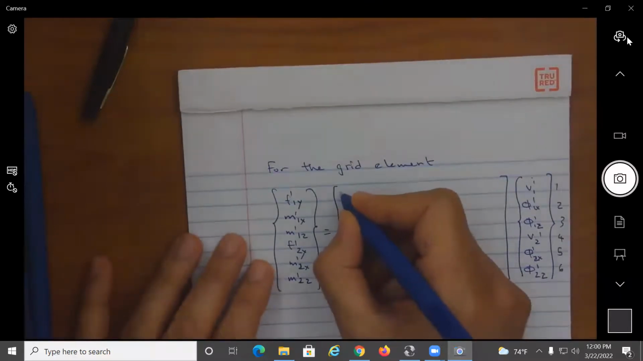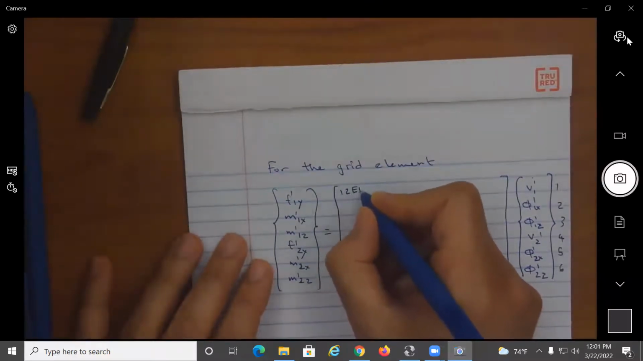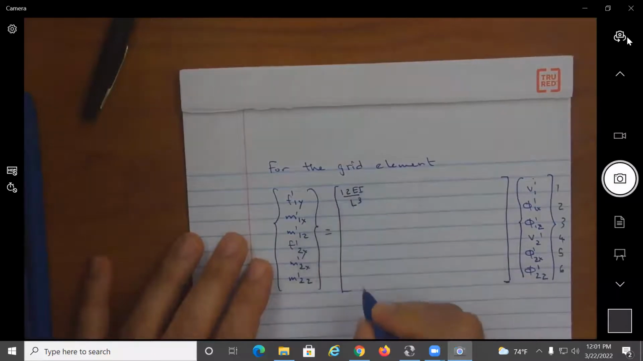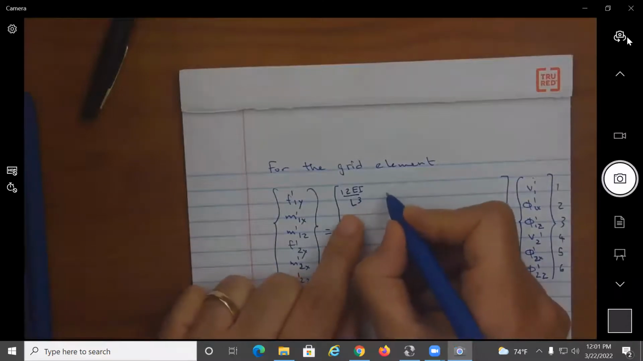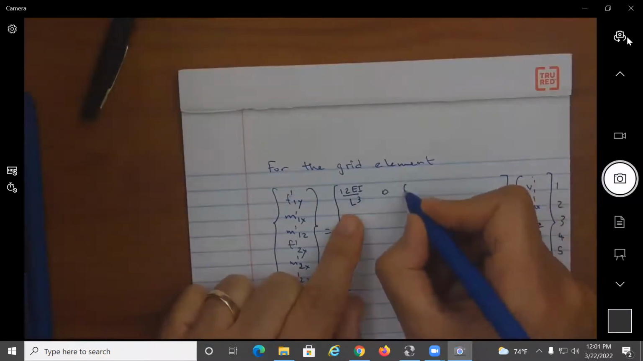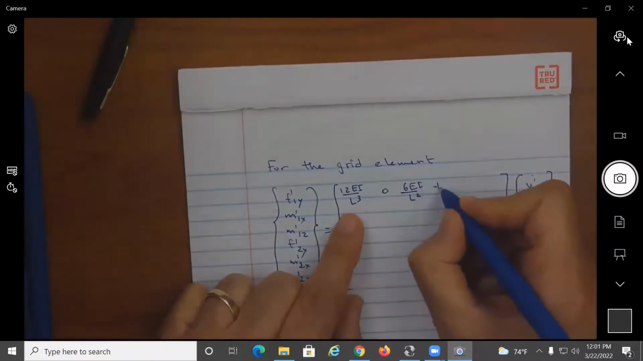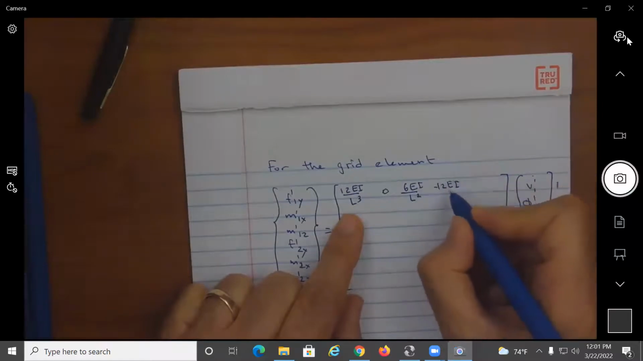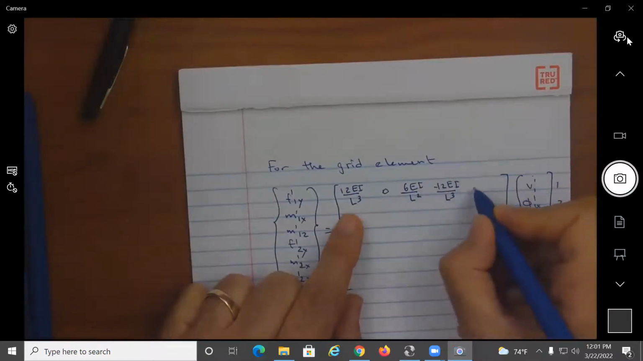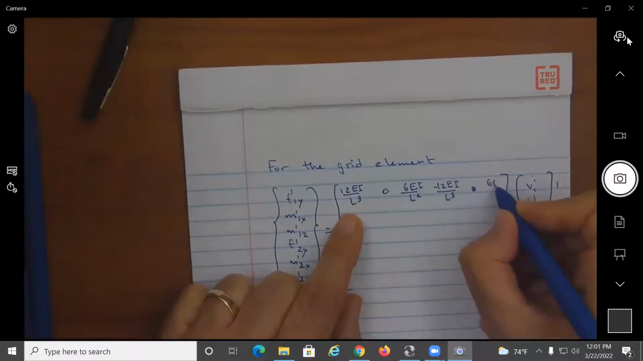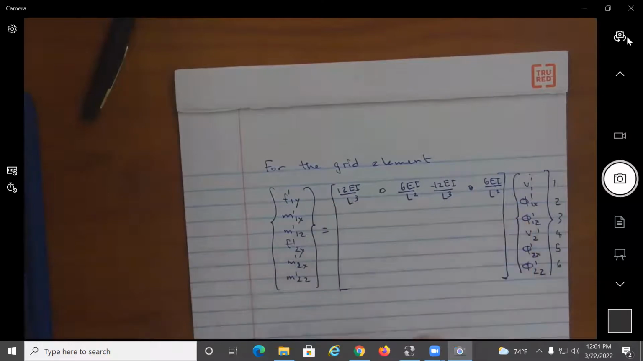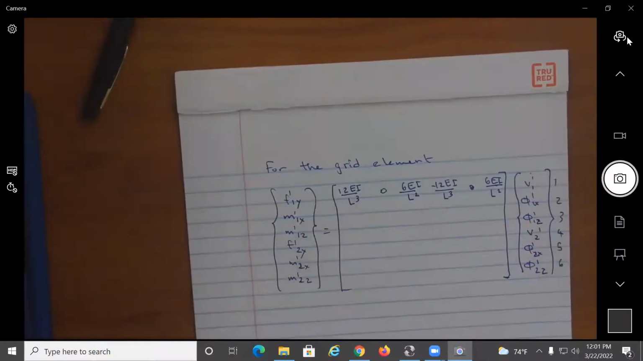So we're going to get 12 EI over L cubed. And then I'm going to have a 0. Then I'm going to get the 6 EI over L squared. Then I have minus 12 EI over L cubed. Then I will have a 0. And then I will have a 6 EI over L squared. So this is basically the first row from the beam element stiffness matrix.